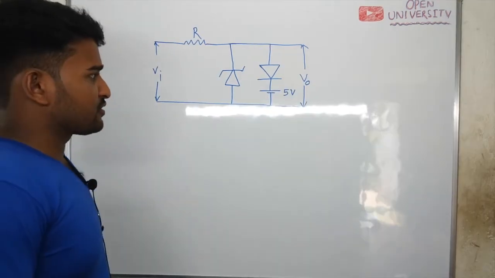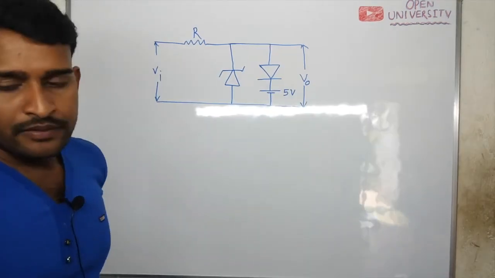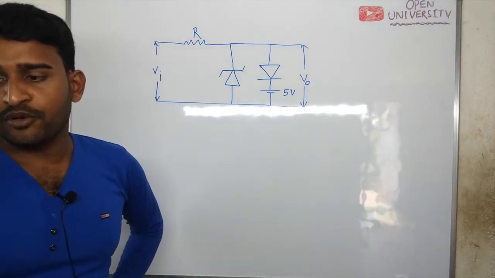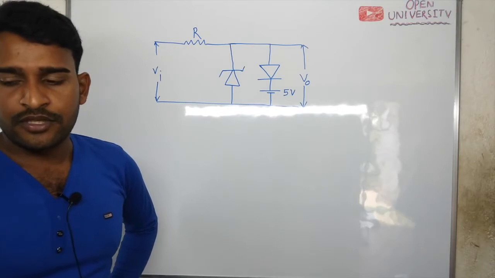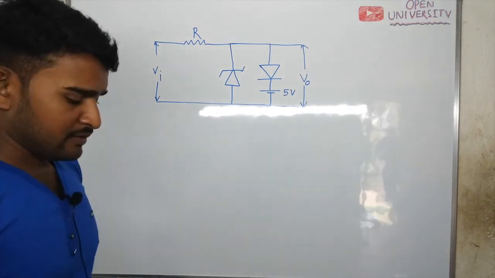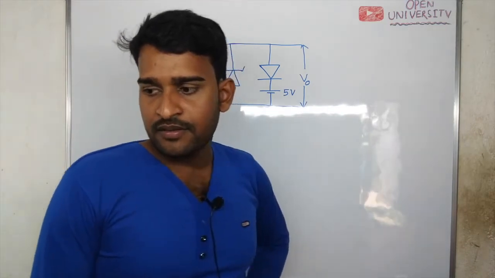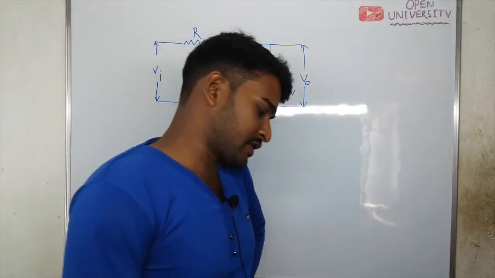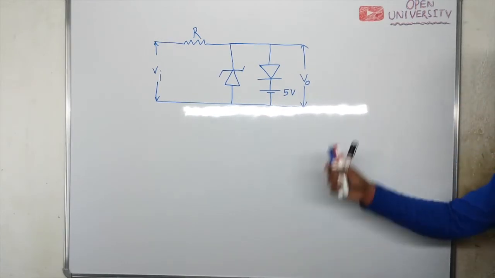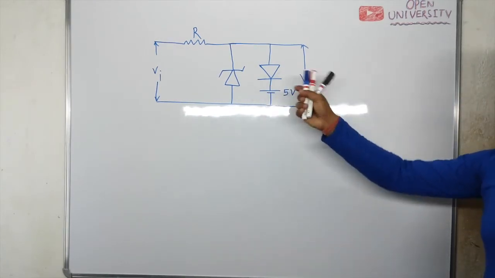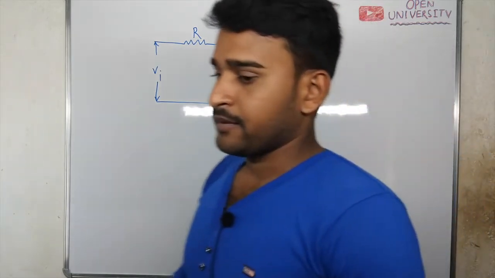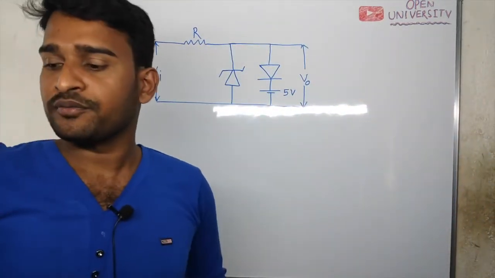Write down the next question. Repeat the above problem. If the Zener diode has breakdown voltage 4 volt, the question is the same except the breakdown voltage of the Zener diode is 4 volt. Earlier it was 10 volt.